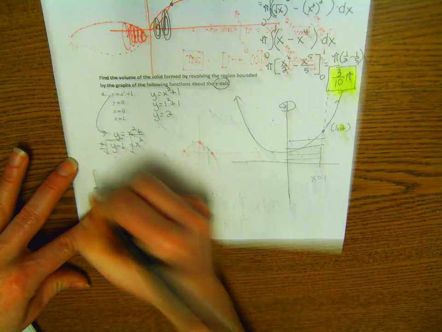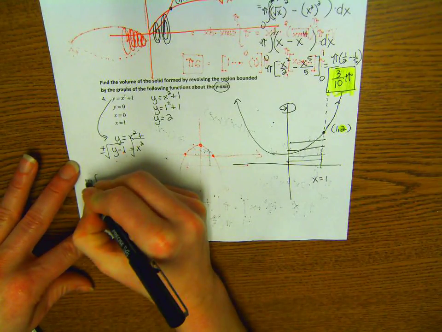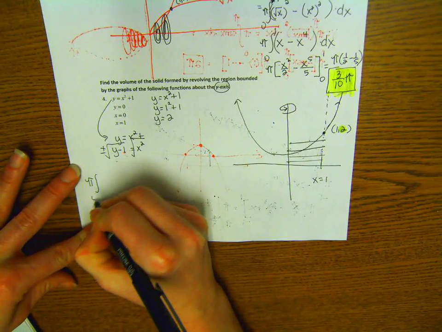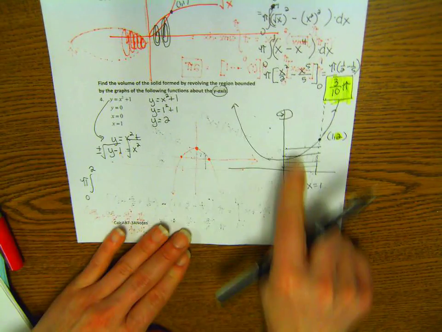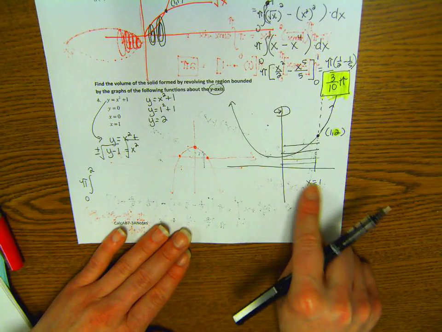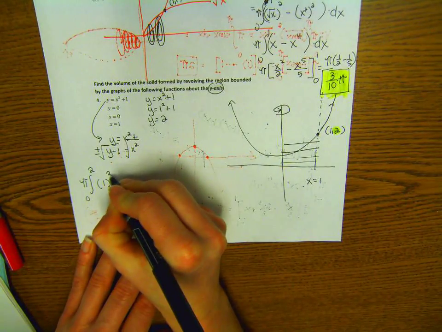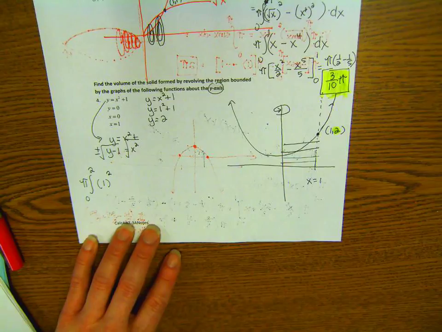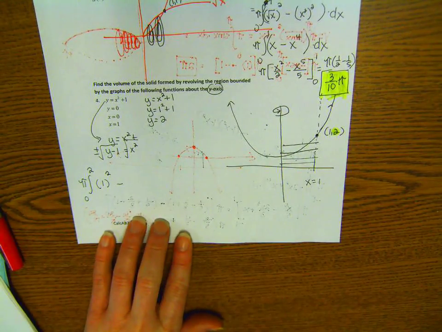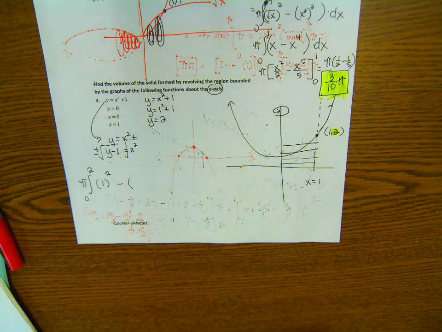Okay, so let's write out our washer formula. Remember, we're going on the y-axis, so we're going to go pi times outer radius squared minus inner radius squared, from 0 to 2. And remember, what was the outer function? X equals 1, so 1 squared, my outer radius squared, which is still 1, minus the square root of y minus 1, squared.